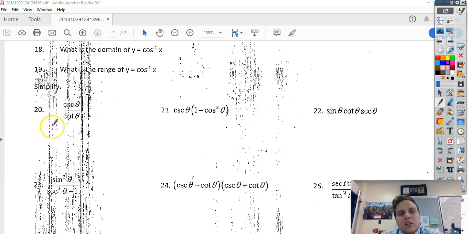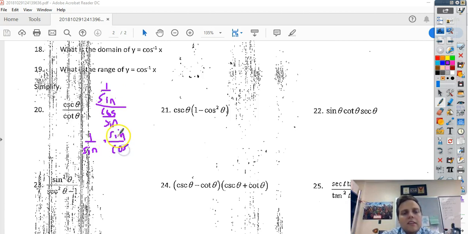No Pythagorean identities, no distributing, so I'm going to change everything in terms of sine and cosine. Cosecant can be changed to 1 over sine. So I have 1 over sine over cotangent, which can be changed to cosine over sine. Okay, so now I have a fraction divided by a fraction, so I keep the numerator. So basically I'm dividing by the reciprocal, I'm multiplying by the reciprocal. So I keep the numerator, flip the denominator, and change from division to multiplication. Now that I have a sine on top and a sine on bottom, I can cancel them out, and it becomes 1 over cosine, which is really just secant. So secant theta. There you go.